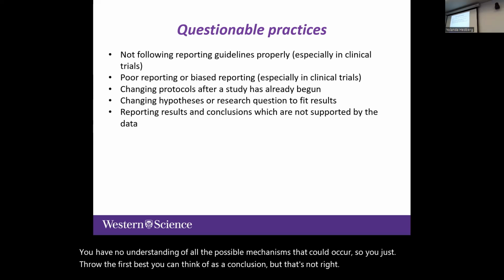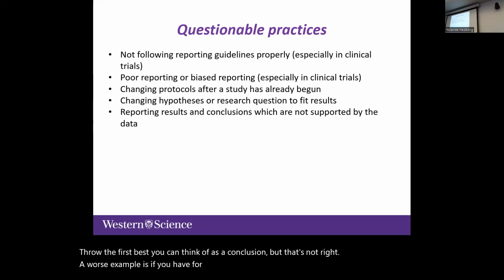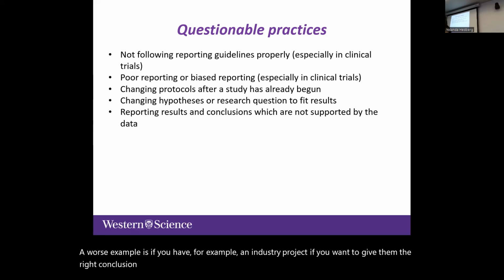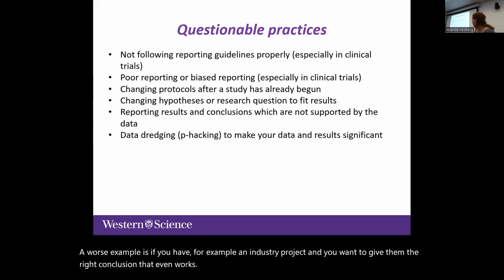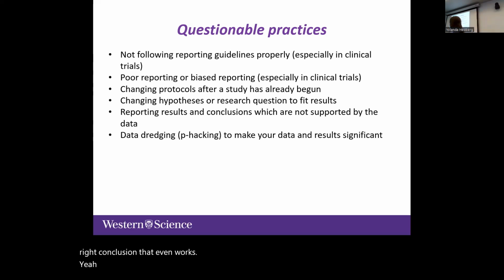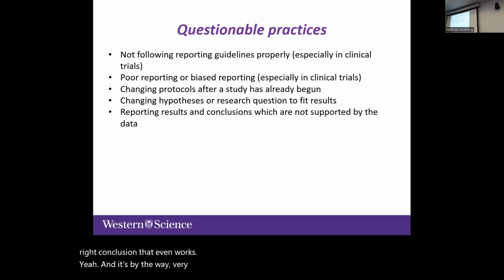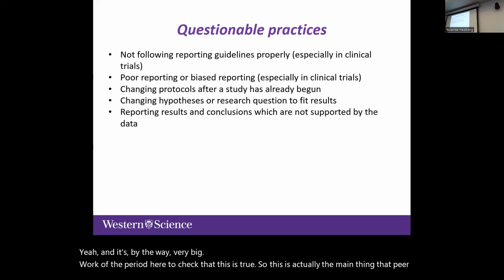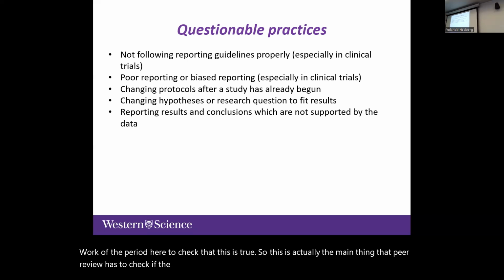A worse example is if you have, for example, an industry project and you want to give them the right conclusion. That's even worse. And it's, by the way, a very big job of the peer reviewer to check that this is true. This is actually the main thing the peer reviewer has to check: if the conclusions are supported by the data.